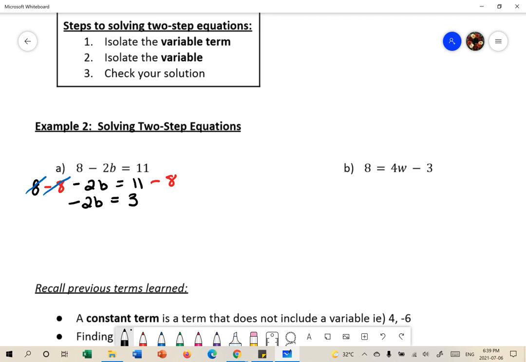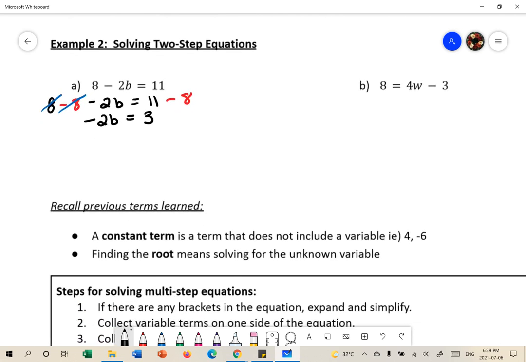We still haven't isolated b. We need to eliminate the -2 that's in front of the b. So I'm going to perform the opposite operation of multiplication, which is division. I'm going to divide both sides by -2 in order to eliminate the -2 and have b isolated on the left side.